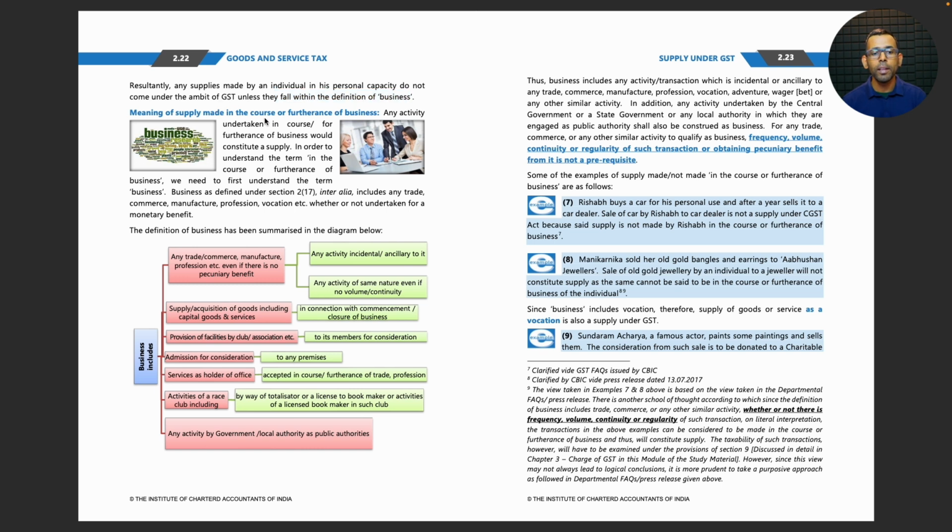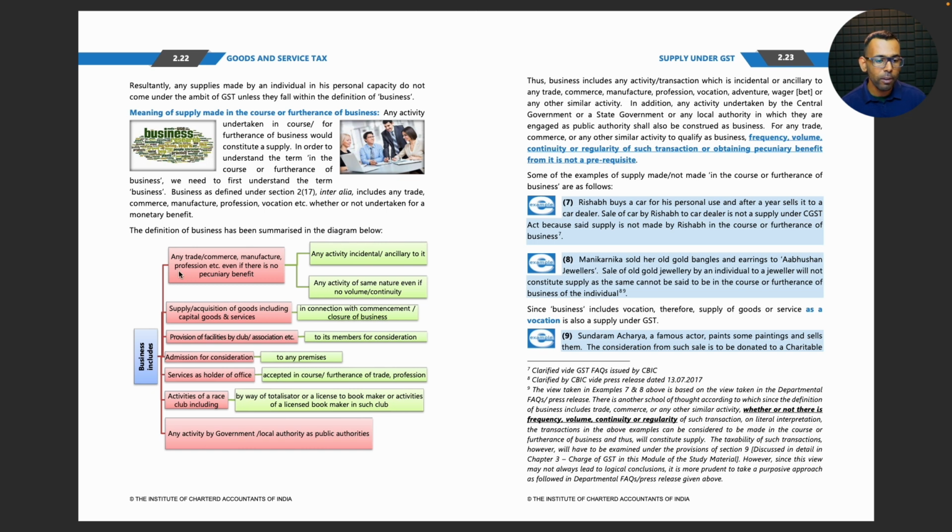Meaning of supply made in the course or furtherance of business. Any activity undertaken in course or furtherance of business would constitute a supply. In order to understand the term in the course or furtherance of business, we need to understand the term business. Business, as defined under section 2 clause 17, inter alia, includes any trade, commerce, manufacture, profession, vocation, whether or not undertaken for a monetary benefit. The definition of business has been summarized in the diagram below.